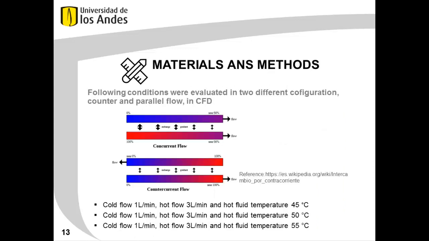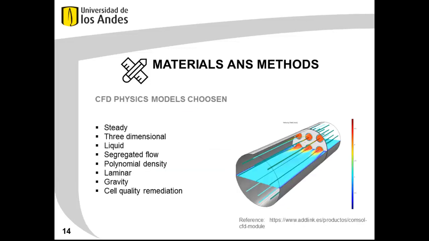Also, the two configurations that we talked about, counterflow and parallel flow, were considered in the CFD, for which we use a cold flow of 1 liter per minute, a hot flow of 3 liters per minute, and finally a hot fluid temperature varying from 45 to 55 degrees Celsius. Also, we had to choose the physics models of steady, three-dimensional, liquid, segregated flow, polynomial density, as we talked about, laminar because the Reynolds numbers considered in the tubes are of this range, gravity and cell quality remediation.